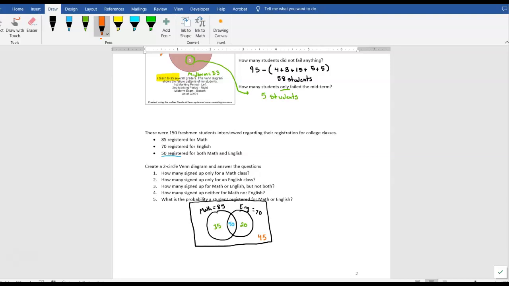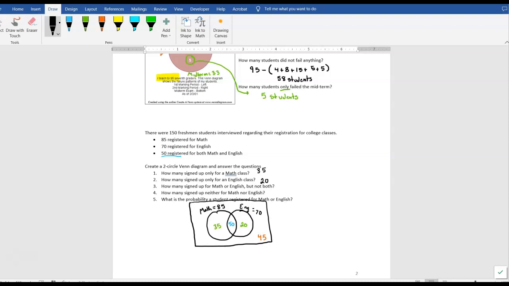All right, so now that we filled in our Venn diagram, we can go ahead and try and answer our questions. So how many students sign up for math only? That's our 35. How many students sign up for English only? There's 20 that are just on the outside there.